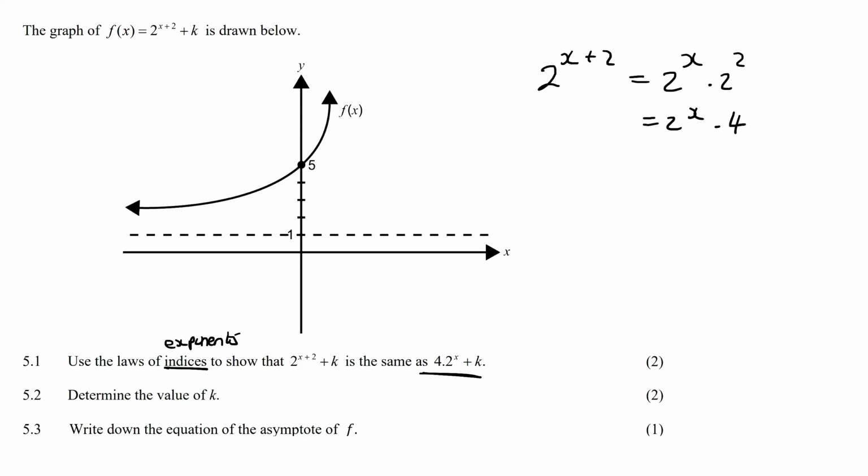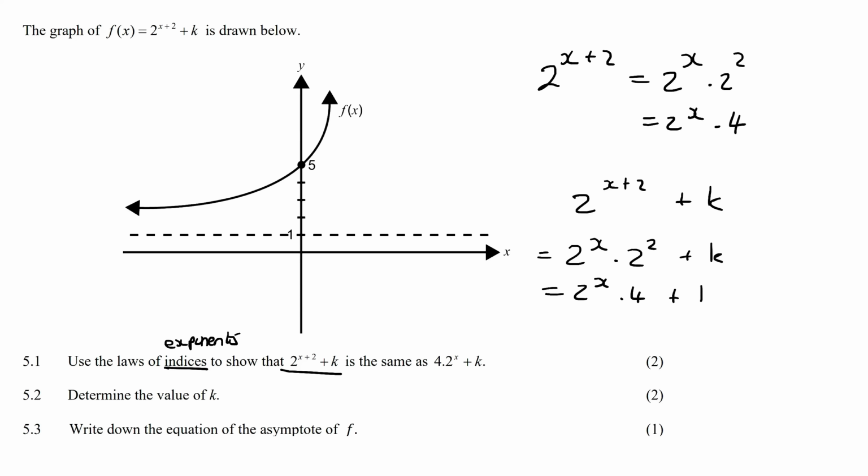So if they give us 2 to the x plus 2, plus k, we can write it as 2 to the x times 2 to the 2, plus k, which is the same as 2 to the x times 4. And we can just put the 4 in the front. And so we end up with the same thing like that.